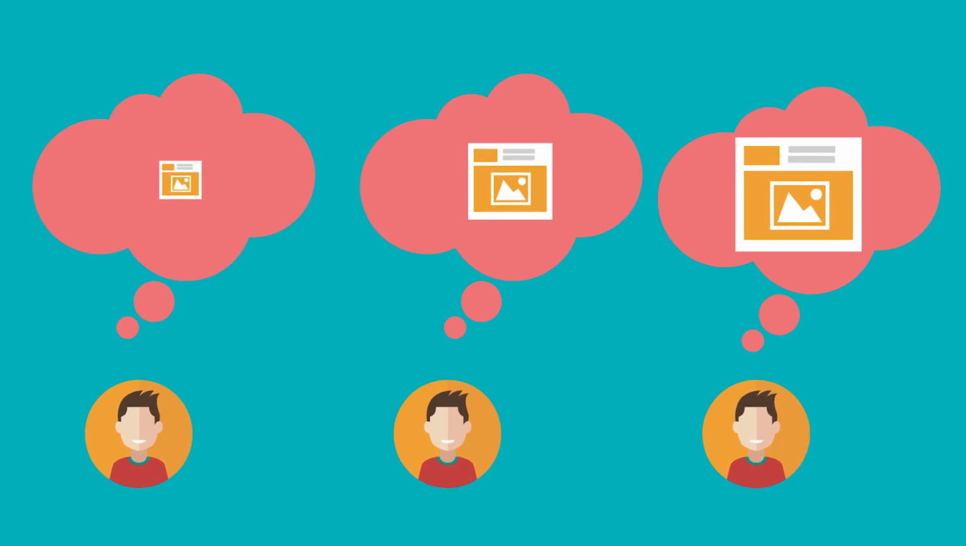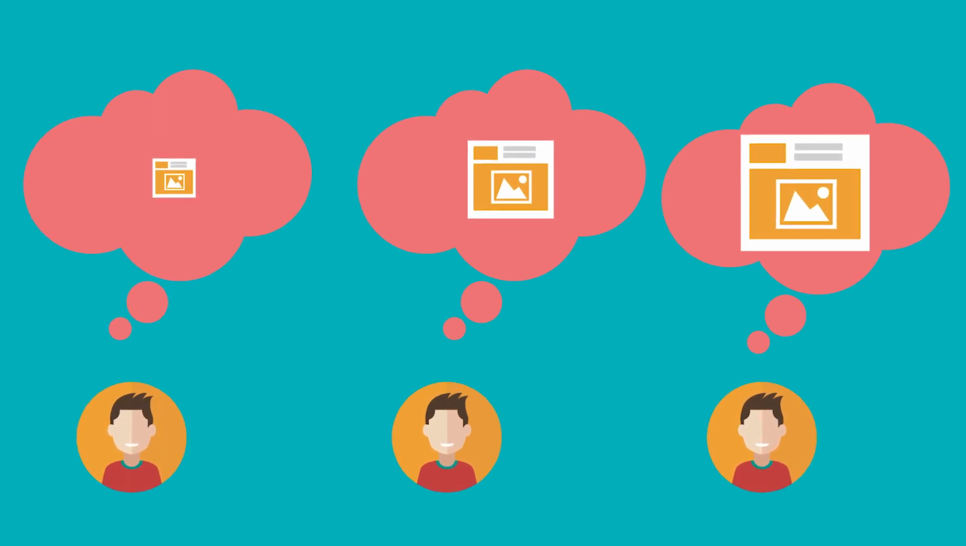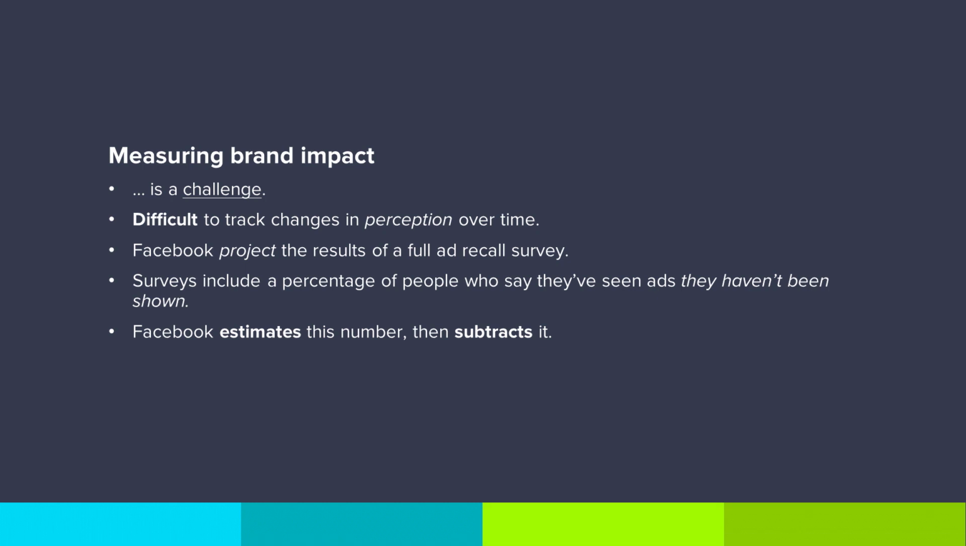Now, regardless of what some people might say, Facebook can't actually read users' minds, however much it'd like to. However, it can make an estimation of how many people remembered seeing your ad based on how much time they spent looking at it. Measuring brand impact is challenging, even from a data behemoth like Facebook. It's also difficult to track changes in brand perception over time.